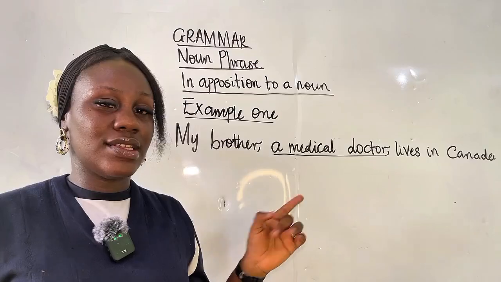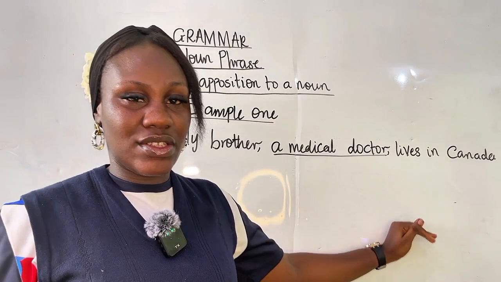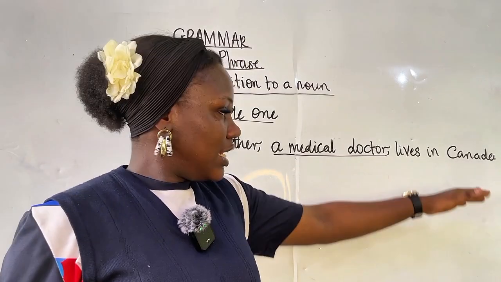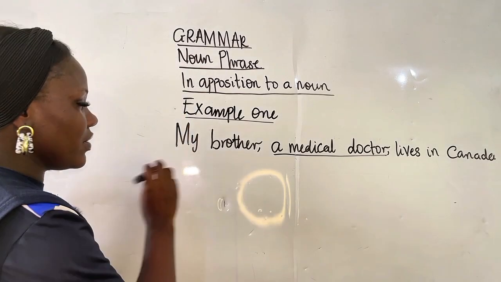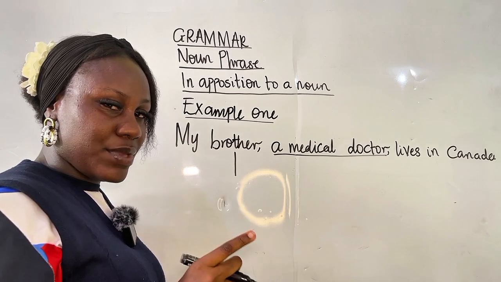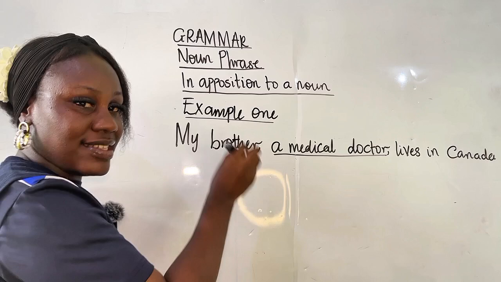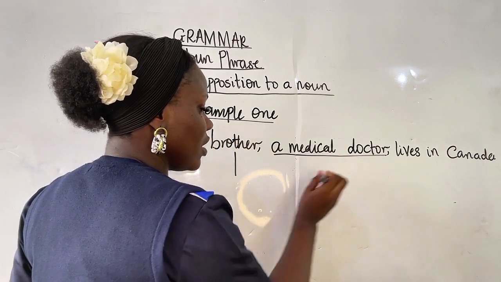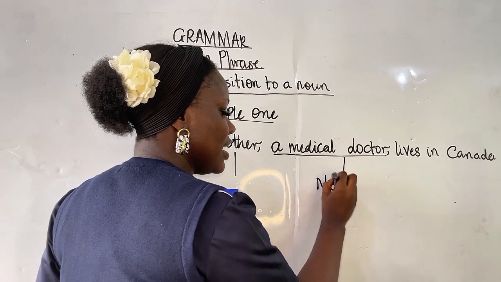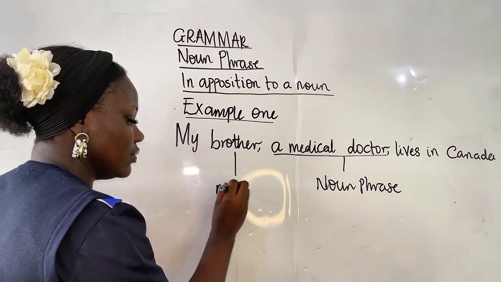Let's look at the example on the board. It says, my brother, a medical doctor, lives in Canada. The noun here is brother. My here is acting as a determiner, so you can call this a noun. But brother is a noun. A medical doctor is a noun phrase. This is a noun phrase. And this is a noun.